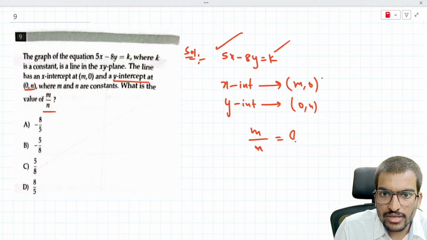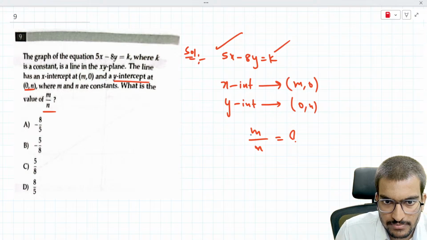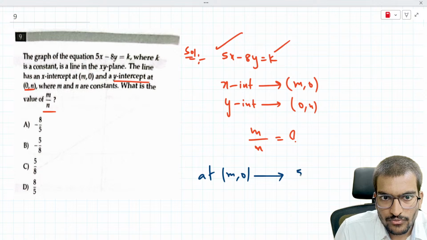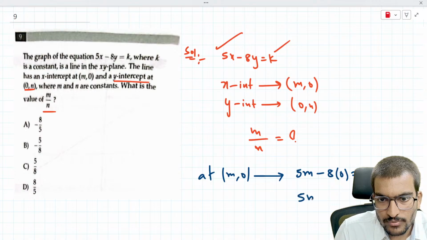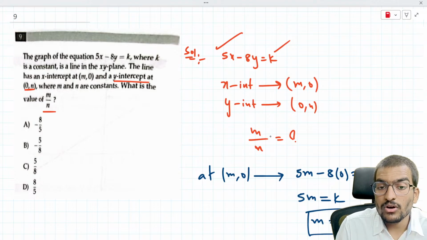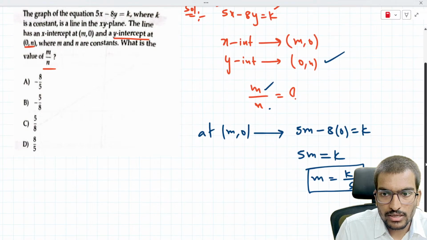So what do we do? We have the x-intercept, we have the y-intercept. Let's see what we get if we substitute the x-intercept. If we substitute m comma 0, we get 5 into m minus 8 into 0 equals k. So we end up with 5m equals k, m equals k by 5. So we got the m value. Now let's find the n value with the help of the y-intercept.